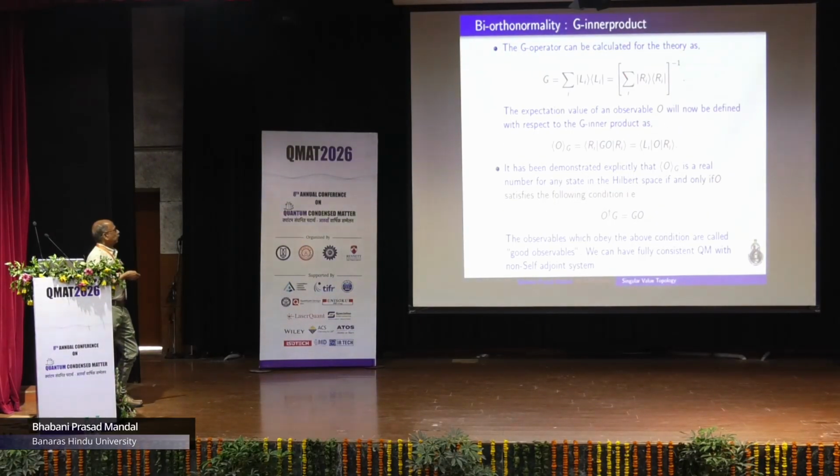So in this way one can construct G. And we talk about what people are concerned about, the physical observables. A quantity will be observable if O dagger G equals G O. Those are the good observables.